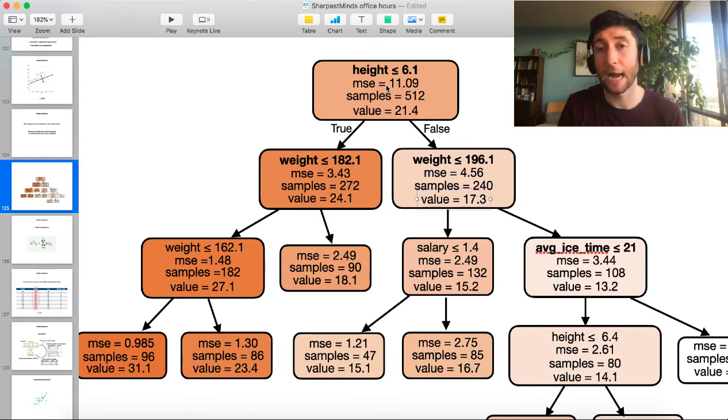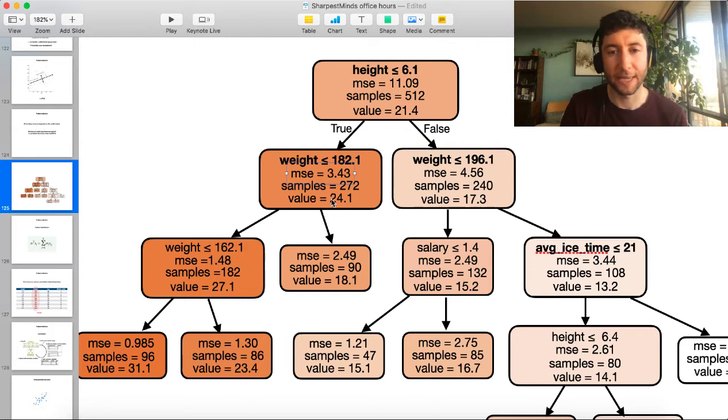So it actually seems like height is inversely correlated to number of goals scored, at least at this level of the tree. If you're shorter than 6.1 feet, you're scoring more goals on average than if you're not. Maybe that's not realistic, I don't know, but let's just go with it. That's the basic idea. We know how to read these two buckets, and let's check out that MSE.